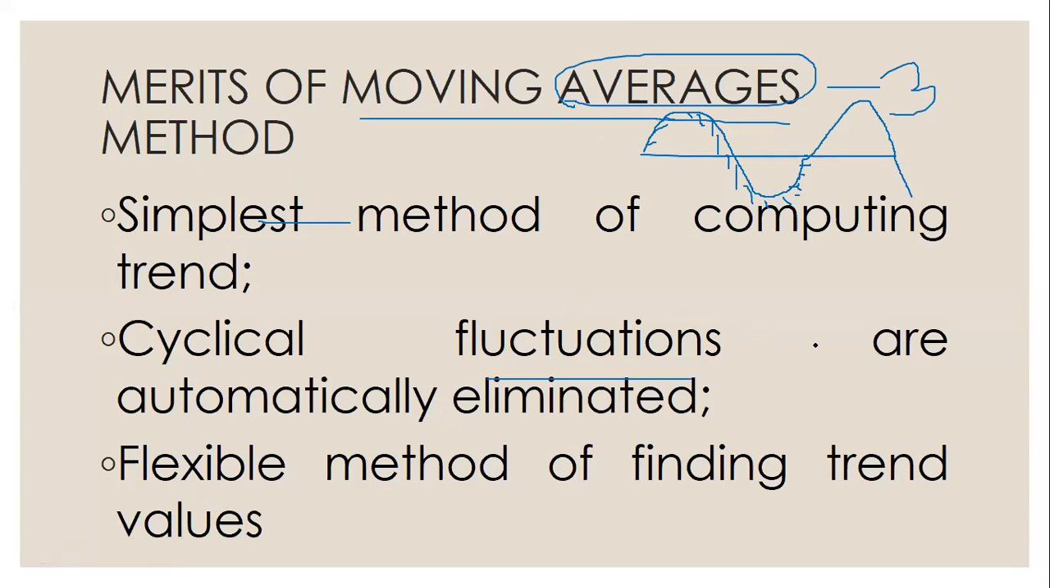Then it is a flexible method for finding the trend values. Here, if you observe, it is very easy for us to find the trend value. You just have to total 3 years or 4 years, whatever is given to us, and then put that into the graph sheet. The only thing you have to be careful about is the scale of the graph sheet: what will come on the x-axis, what will come on the y-axis, and what is the value of that axis. So these are the merits of moving average.